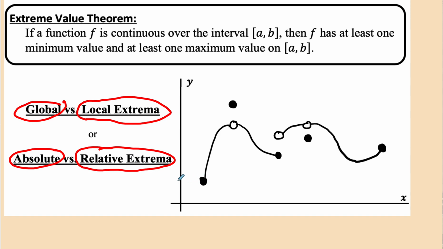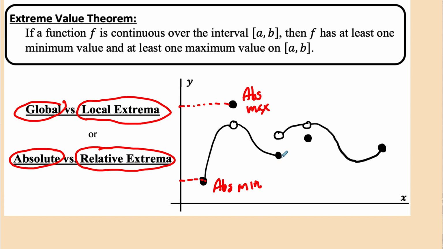This point right here is the lowest y value, so we call this the absolute min. This y value right here is the highest y value in the interval. We call this an absolute max.